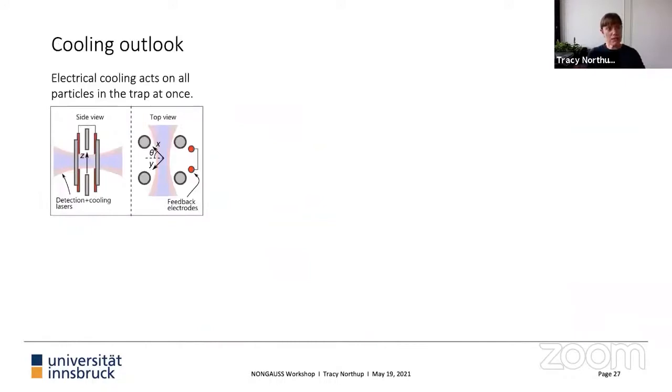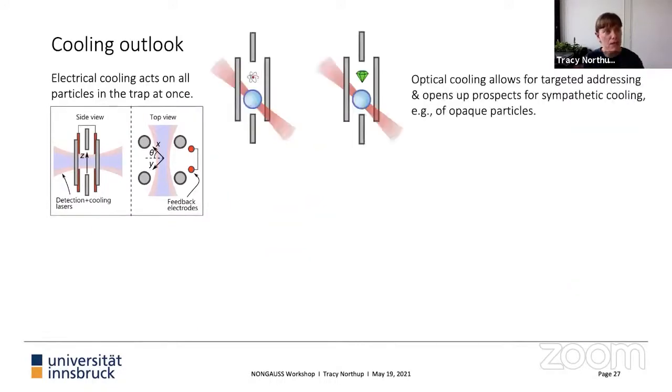So I've shown you electrical and optical feedback cooling, and both of them have their advantages. On one hand, because electrical cooling acts on all particles at once, you can just talk to all of the particles in your trap and get them all cooled together. But it can be nice to have targeted addressing. For example, you can imagine the hybrid system that I'm describing to you, where you have a nanoparticle and an ion, and you only want to cool a single one of those.